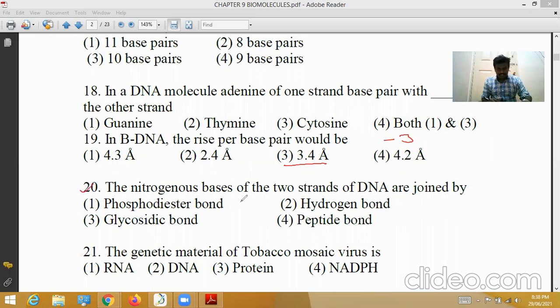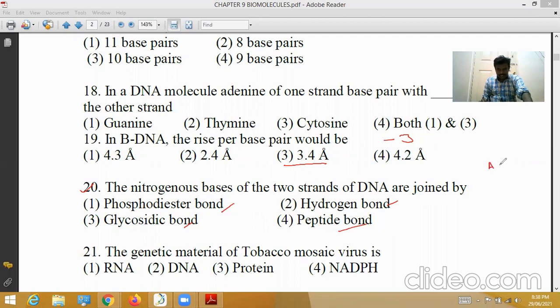Next, 20th question. The nitrogen bases of the two strands of DNA are joined together by phosphodiester bond, hydrogen bond, glycosidic bond, peptide bonds. The nitrogenous bases of the two strands of DNA are joined. In the DNA, nitrogen bases.